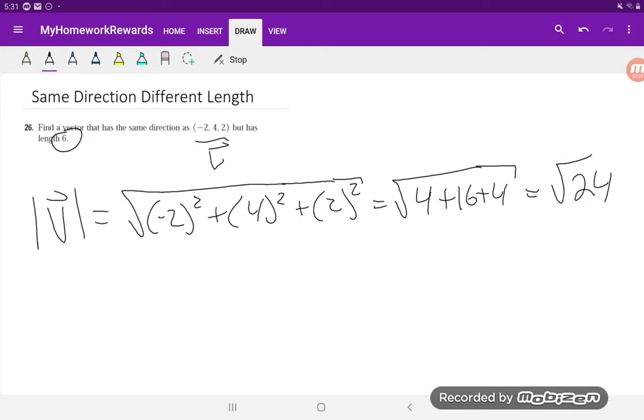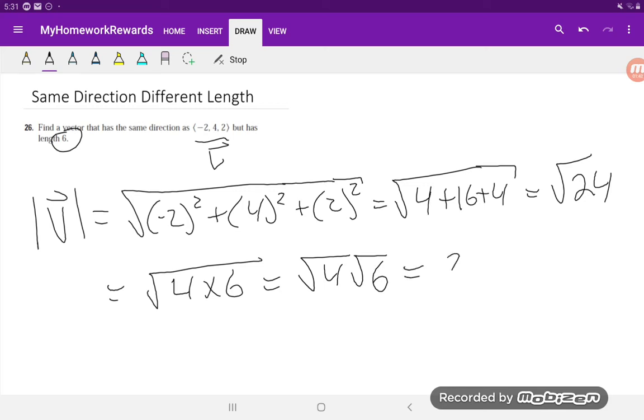Now, we can simplify this by thinking of two numbers that multiply to 24, where one of them is a perfect square. So we can replace 24 with 4 times 6, and then break up our square roots, and simplify the square root of 4 as 2. And this is approximately 4.9, whatever units. So we can see that this vector is a little short. We want to stretch it out so that it has a length of 6.